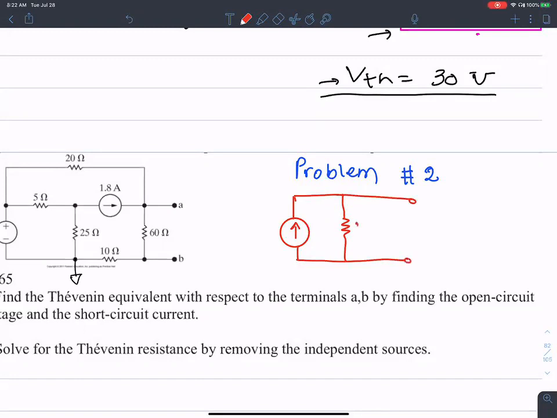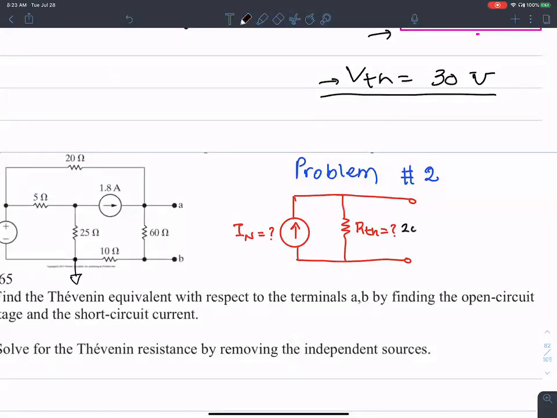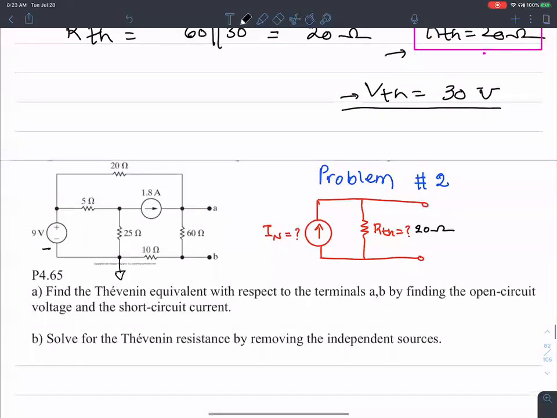What's the value of R Thevenin? And what's the value of I Norton? R Thevenin, we found in the previous problem to be 20 ohms. So we don't have to redo the problem. Even if we did, we'd go through the exact same steps, the exact same numbers, and arrive at the exact same answer, because the process is identical. Now it's about finding I Norton. What is I Norton?